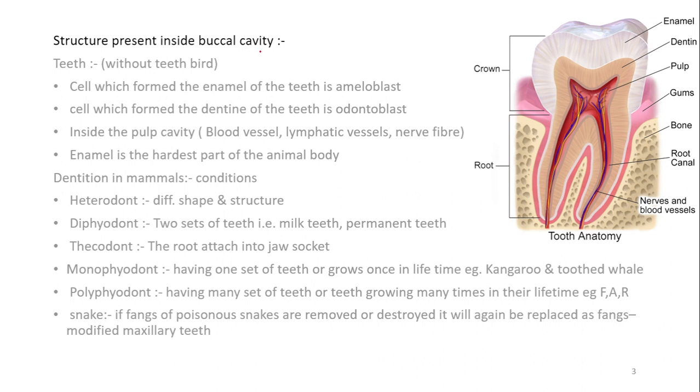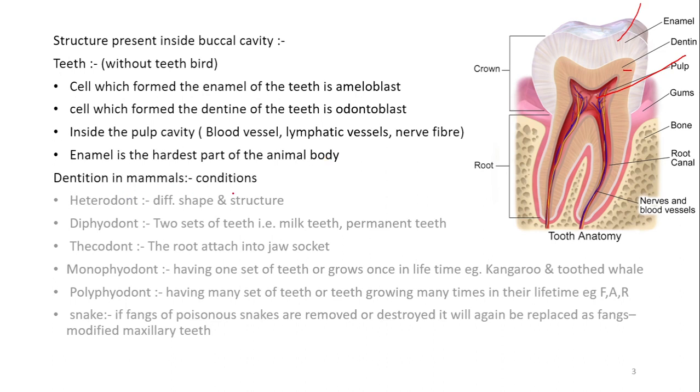Structure present inside the buccal cavity: teeth. The animal without teeth is the bird. The cells which form the enamel of the teeth are ameloblasts, and the cells which form the dentine of the teeth are odontoblasts. Inside the pulp cavity, we can find blood vessels, lymphatic vessels, and nerve fibers. Enamel is the hardest part of the animal body. You can see here the enamel part, here the dentine part, and here the pulp. In the pulp cavity, nerve fibers, blood vessels and lymphatic vessels are present.